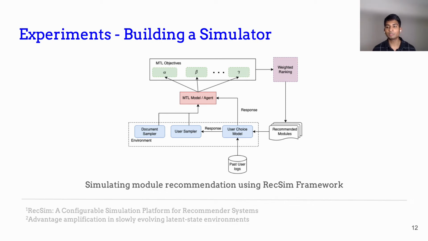Weighted multiplication-based ranking module combines these predicted actions to a final score through a combination function and then recommends the top modules. The transition functions are then used to update the document and user states, and the rewards from the reward functions are used to update the policy network. Please refer to the paper for more details.